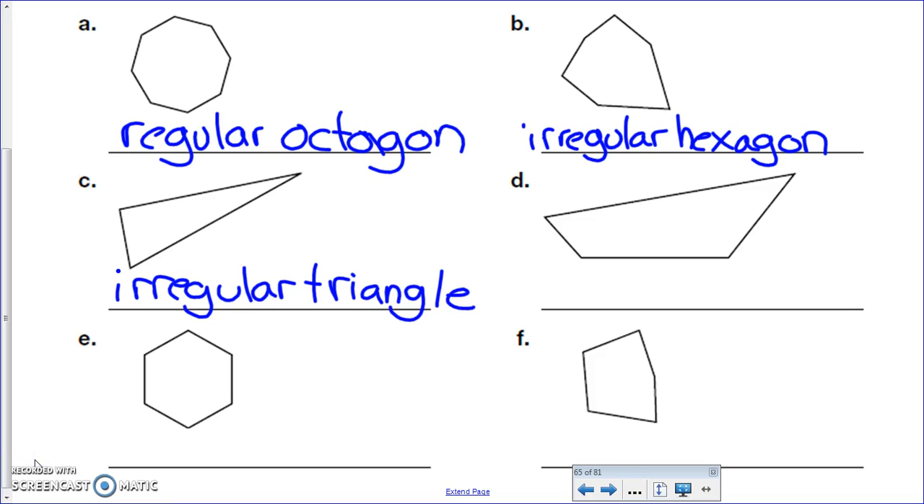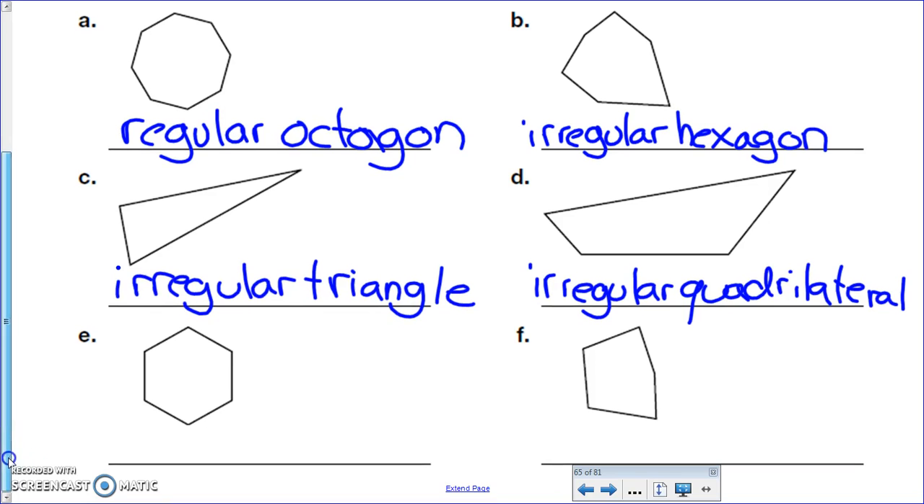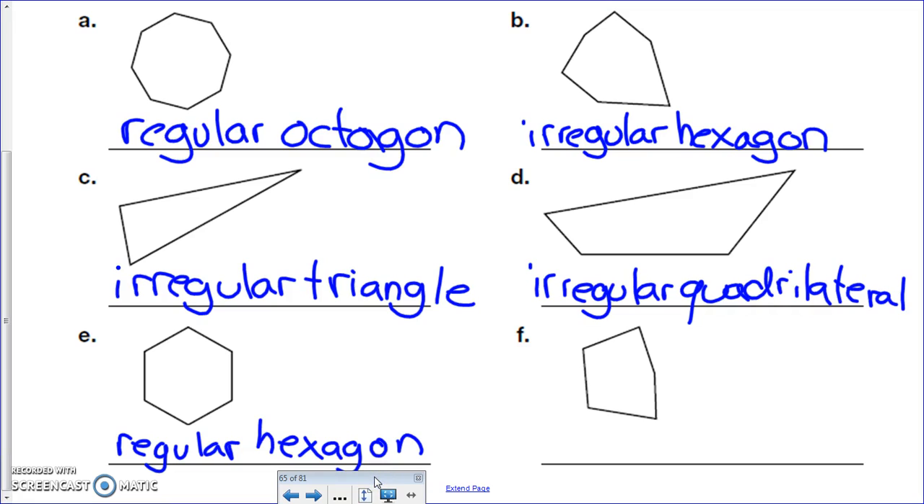Next, for D, we have 4 sides, so we know it's a quadrilateral, and we can tell they're not all the same length, so we have an irregular quadrilateral. For E, we again have 6 sides. This time they are all the same length and the angles are all the same measure, so we have a regular hexagon. Then for F, if we look, we have 5 sides there, but we know they are not all the same length, so we have an irregular pentagon.